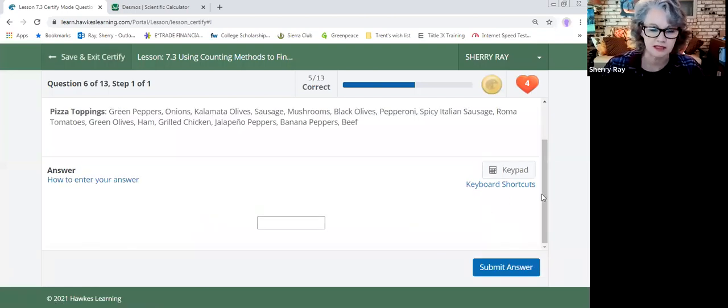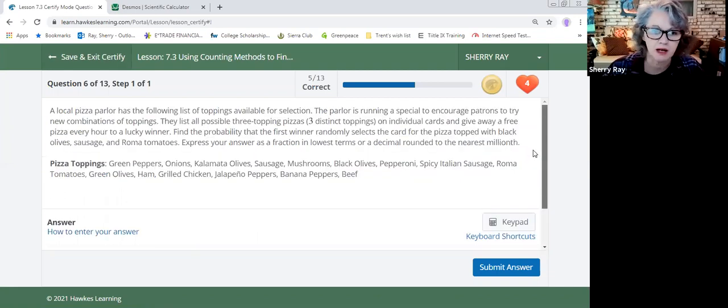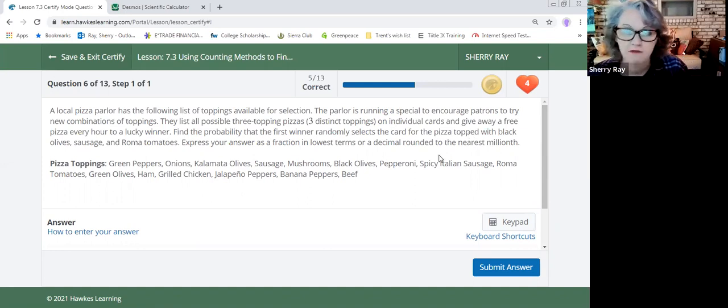This is the one with the pizzas, and we have a pizza parlor that has the following list of toppings available. They're running a special, and they list all the 3 topping pizzas on individual cards. Find the probability that the winner randomly selects the card for the pizza topped with black olive, sausage, and Roma tomatoes. So there's only one way to win on this. And this is another combination formula.